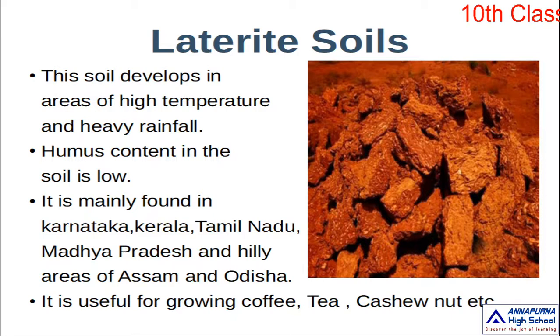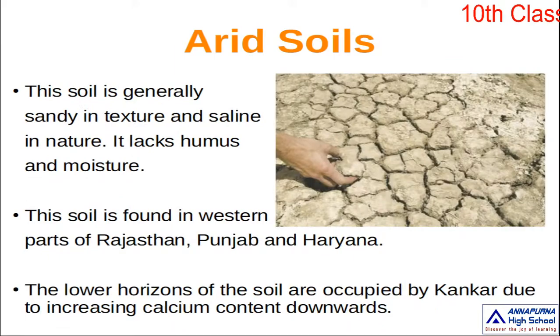So, my dear children, this is all about laterite soils. Next one, arid soils. This soil is generally sandy in texture, saline in nature. Arid soil is also described as desert soil, and it is a less fertile soil. It lacks humus and moisture.